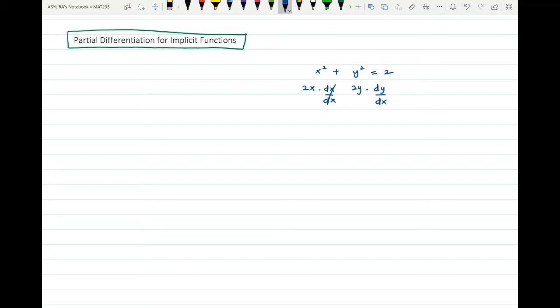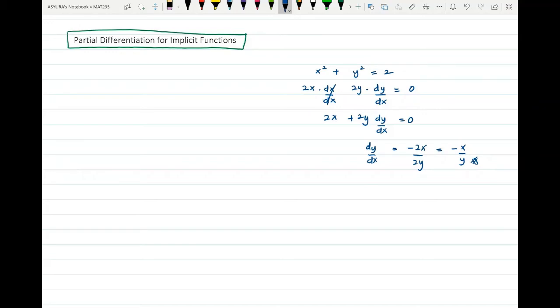The right hand side, differentiating 2, you will get 0 because it is a constant. Then you will get 2x plus 2y dy/dx equals 0. Lastly, you write dy/dx as the subject, which is negative 2x over 2y, and simplified you get negative x over y. This is the implicit differentiation that you have learned in calculus 1.